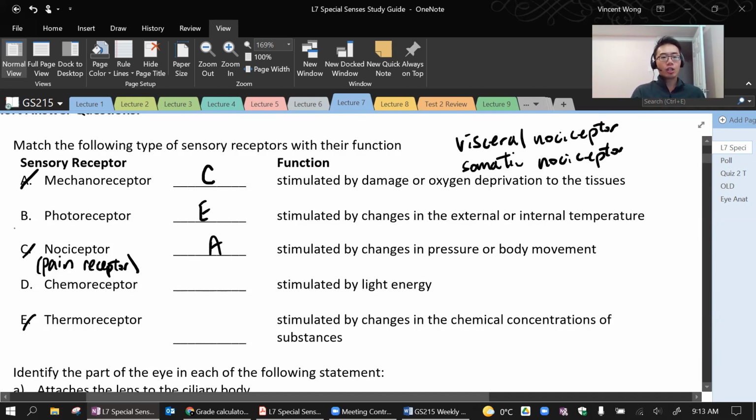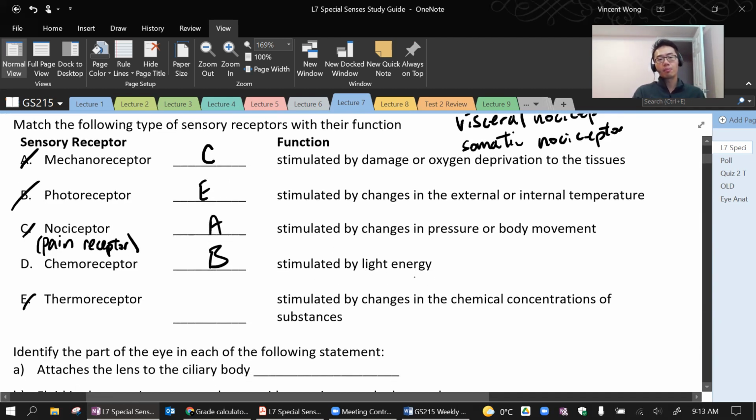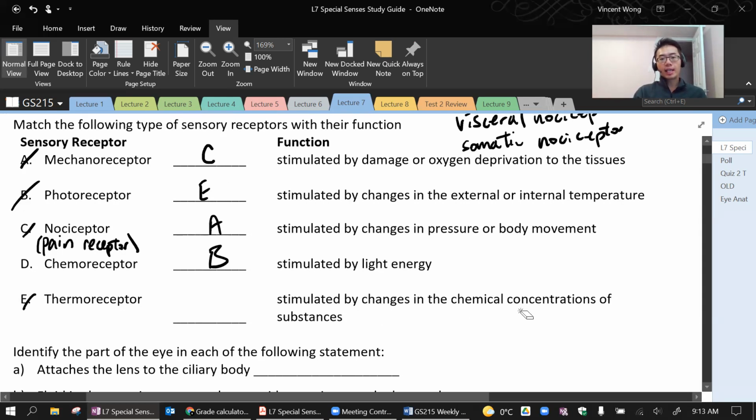Stimulated by light energy, that would be photoreceptors. You have photoreceptors in your eyeballs. There are two types of photoreceptors: the cone cells for detecting color and the rod cells for detecting in low light environments. And then there are three types of cones: one for red, one for blue, and one for green. Stimulated by changes in chemical concentrations of a substance, that would be chemoreceptors. You have chemoreceptors on your tongue, for example.